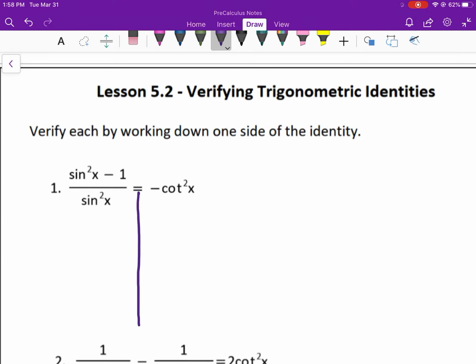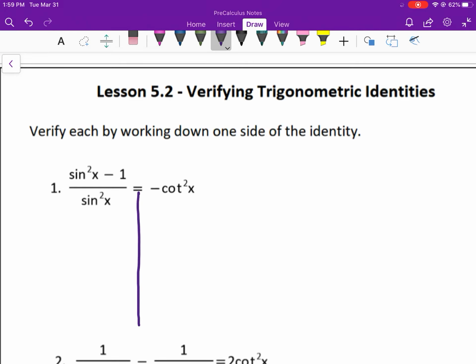a fence right here and that you have to stay on the left side of the fence. You can't cross over, and your work is going to go vertically down your page. You're going to do one step at a time as you transform the left side to the right side.